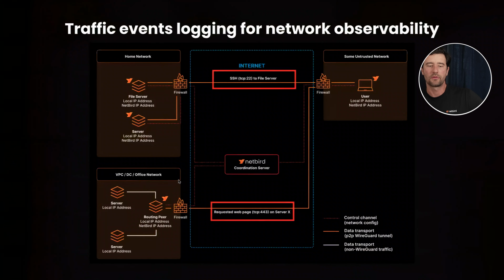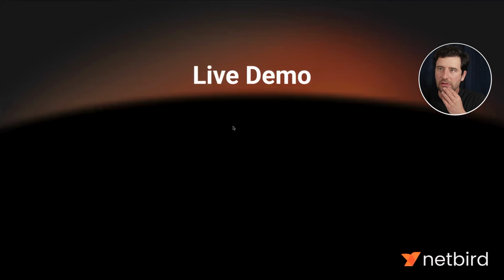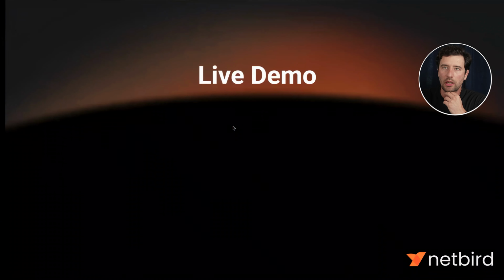And for instance, if a user tries accessing a resource that is not allowed, this is also possible to observe with traffic events logging. So you can also see some unwanted access attempts. Now, let's just jump straight into the demo, and I'll show you how it works.